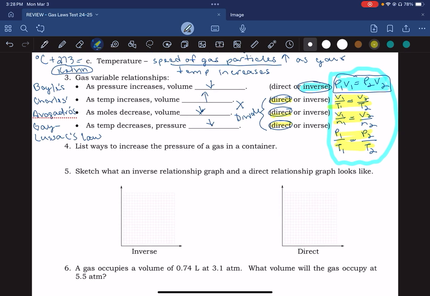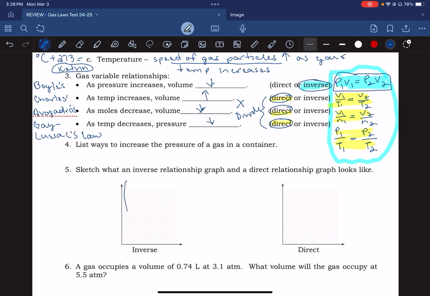And I'm going to skip number 4 and come back to it because this kind of makes sense in terms of the flow of this. So when you sketch an inverse relationship, if you were to plot out actual data of pressure and volume that maybe you collected, and we did this in our simulator on the computer at the beginning of this unit, your graph is going to look something like this. It's curved. You have a curved graph when you have an inverse relationship. And when you have a direct relationship, you're going to have a straight line.